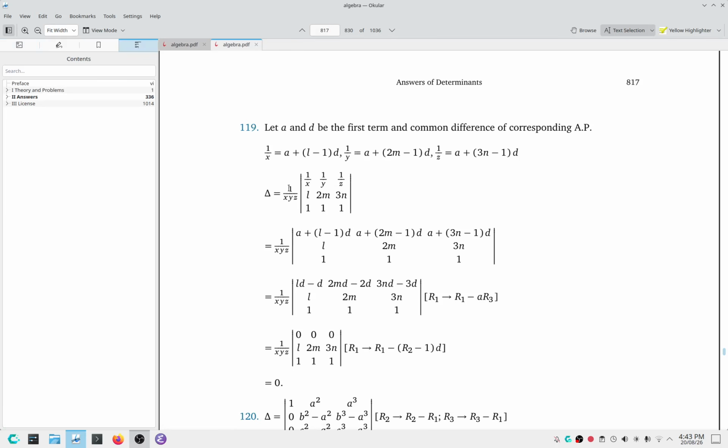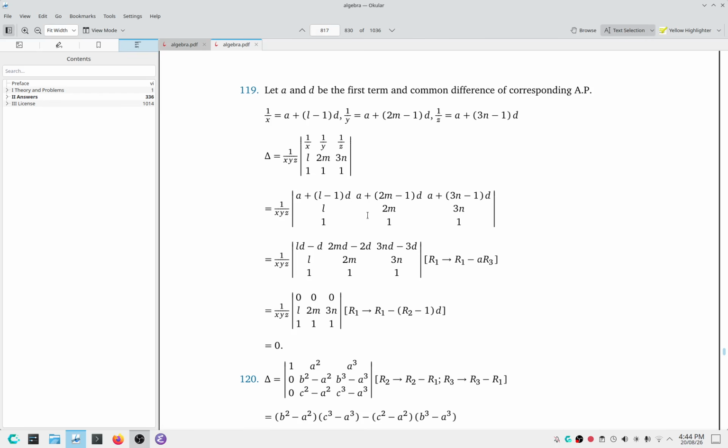So what we do is we multiply the first column by xyz and we also divide by xyz. So the first row becomes 1/x, 1/y, 1/z. Now we put these values: A + (l − 1)D, A + (2n − 1)D, A + (3n − 1)D. So you see, you can split this determinant into two determinants. You keep A in one, and (l − 1)D, (2n − 1)D, (3n − 1)D in the other. So you will have A in the first row.